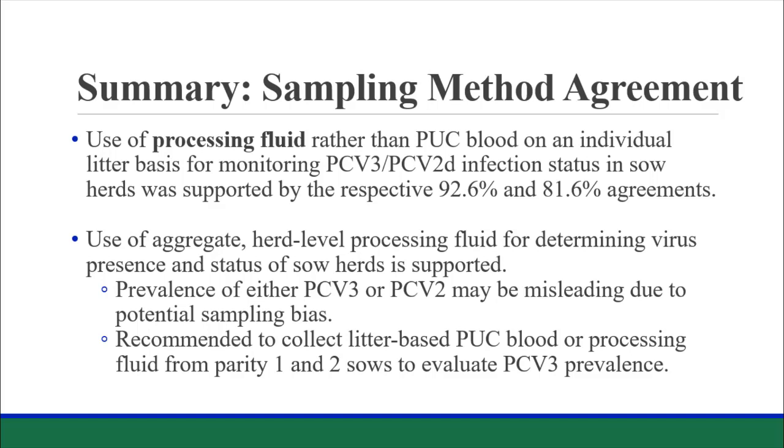We do acknowledge that. And out of Abby's study, she recommended to collect litter-based placental umbilical cord blood or processing fluid from first or second parity sows to evaluate PCV3 prevalence. We all know that that's not extremely practical in a commercial system to collect litter-based processing fluids. It can be done, but it is more labor-intensive and arduous. So in my world, I continue to monitor by aggregate processing fluid samples.